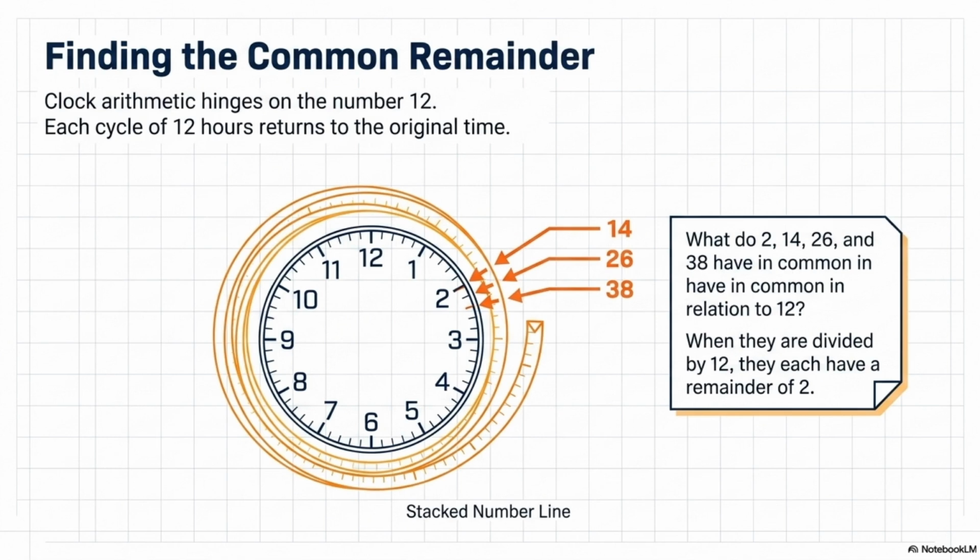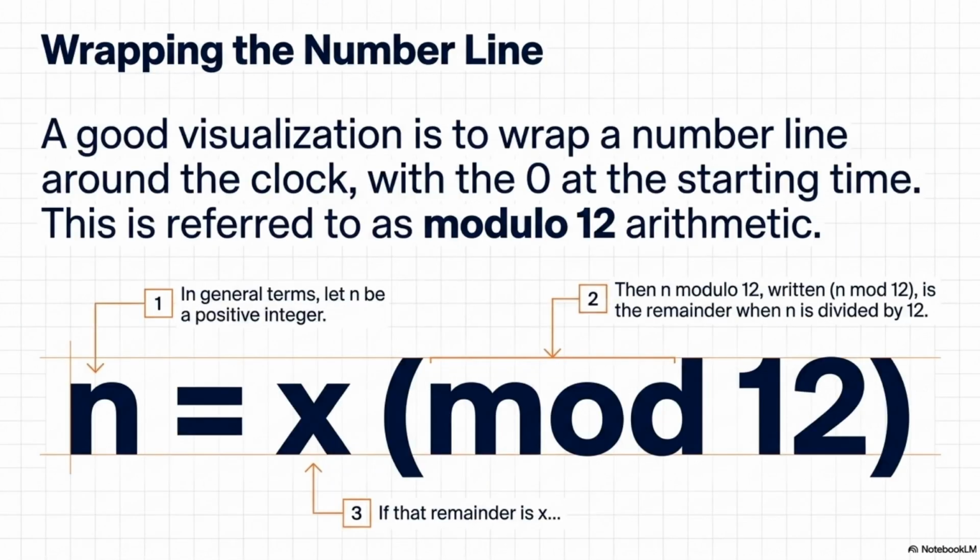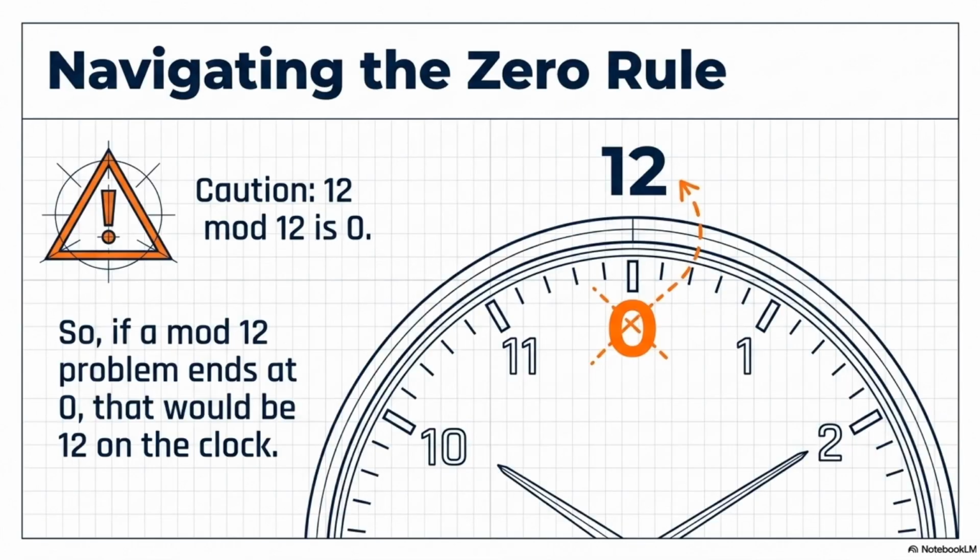If I'm picturing this visually, it's essentially taking a standard, infinite number line and wrapping it tightly around a circle so the numbers just stack on top of each other. 14 stacks on 2, 26 stacks on 2, and so on. That is exactly the visual to keep in mind. The numbers just loop. But you do have to be careful with the zero rule. If you calculate 12 modulo 12, the remainder is 0. But a traditional clock face doesn't actually have a 0. Right, it just goes up to 12. So in this specific visual, a remainder of 0 translates back to the 12.